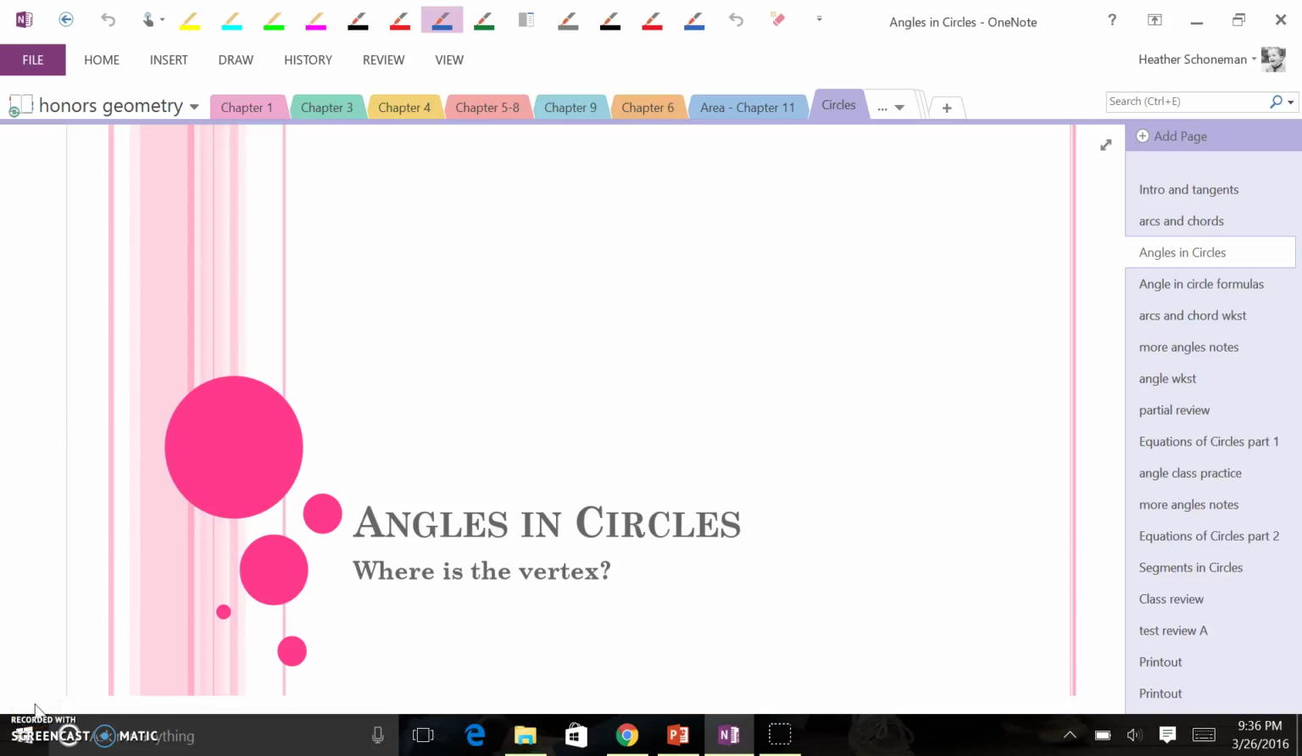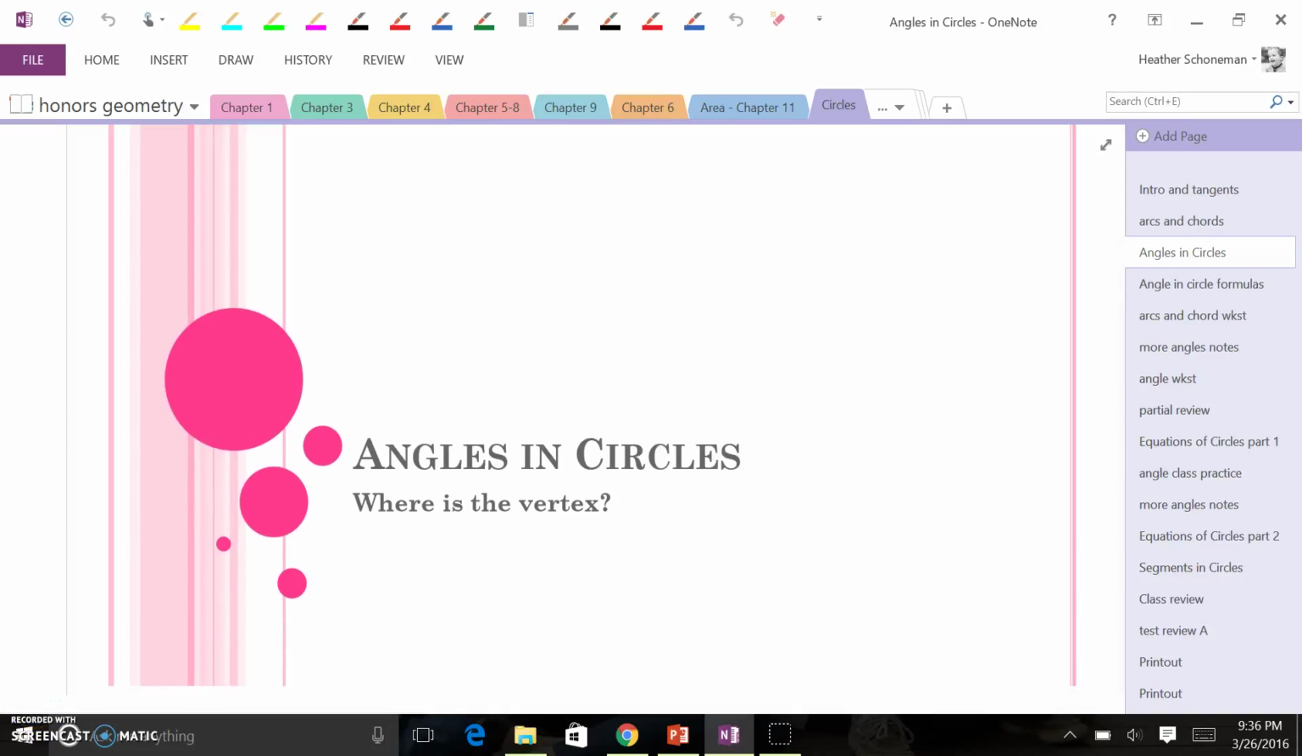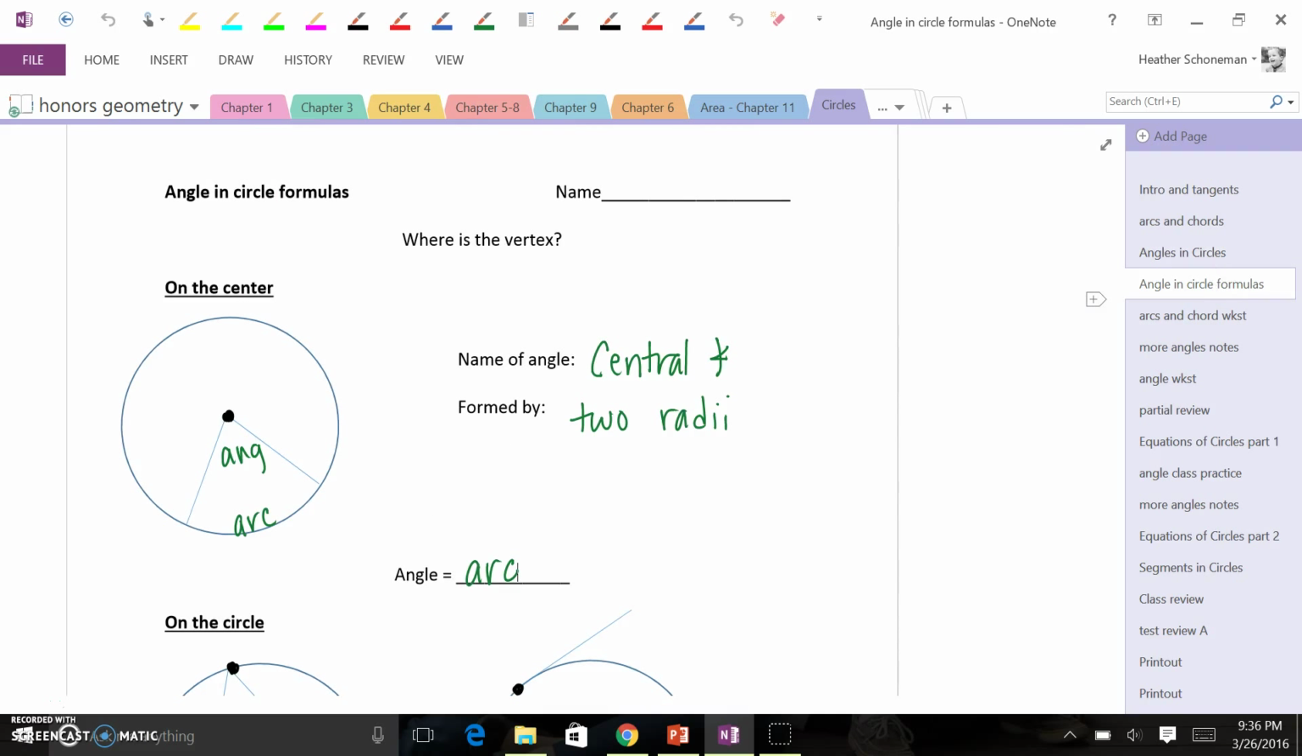Today we're going to talk about angles and circles. We need to have these notes that the sub gave you, but you also need to have your angle and circle formula sheet that we did last time. Last time we talked about central angles, where it's formed by two radii and the angle equals the arc. But now we're going to look at the question, where is the vertex? The vertex is going to move around the circle, and based on where the vertex is, we're going to decide what the formula is.